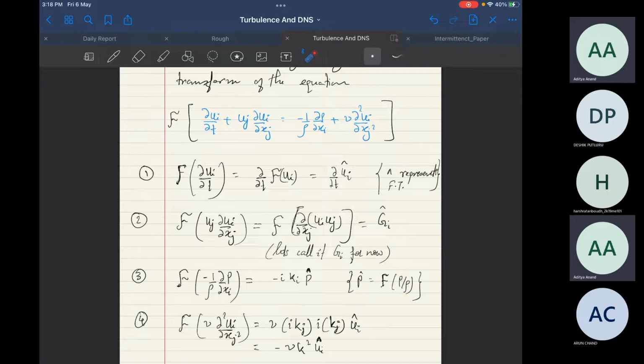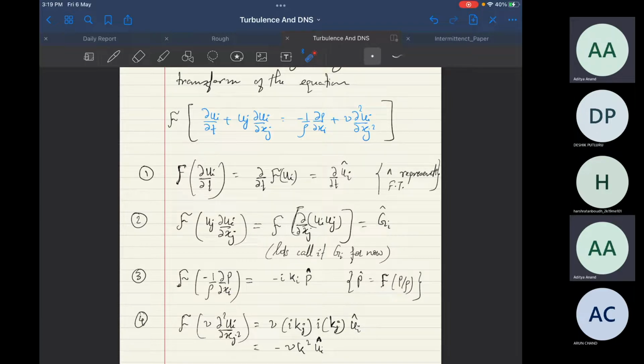Now the third term is the pressure gradient term, and you know if you write the Fourier transform of p by rho as p hat, so this term is the spatial gradient of p by rho, and you might be knowing that if the Fourier transform of some function p is p hat, then the Fourier transform of the derivative of this term would be I k times p hat, I wave number times p hat. So you get the Fourier transform of pressure term as this term.